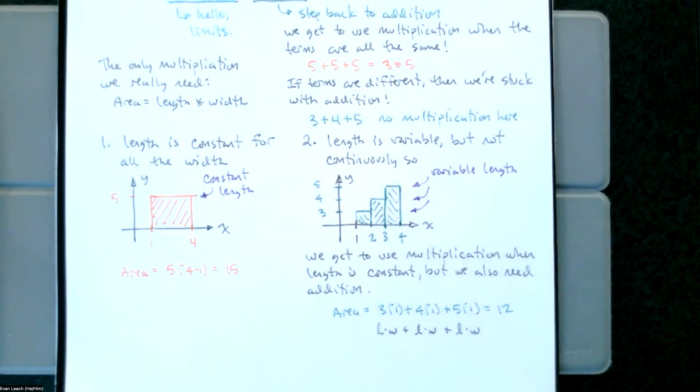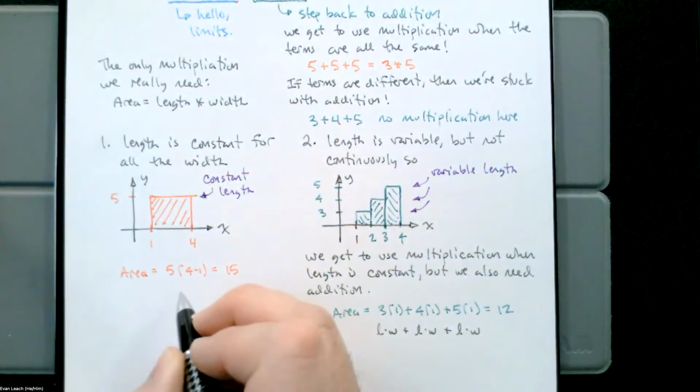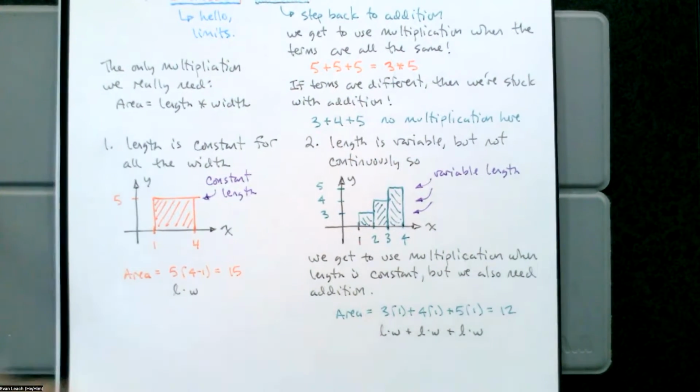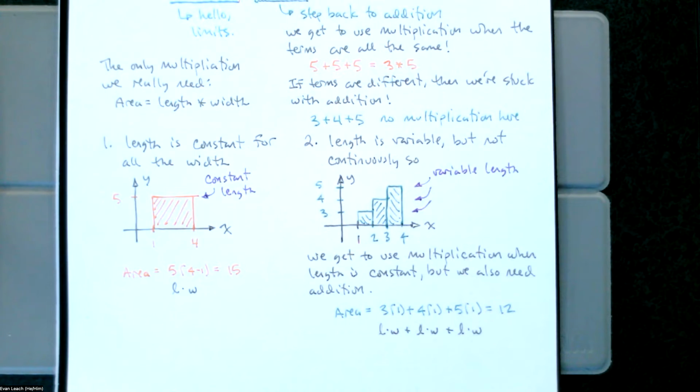I get to use length times width when our length is constant for the entire width. That's when we get to use multiplication. No problem in this first one. That was just one length times a width. In this second one, we have 3 instances of length times width. Any questions?